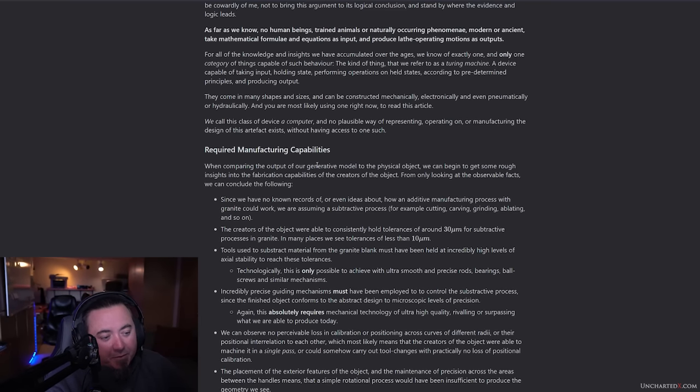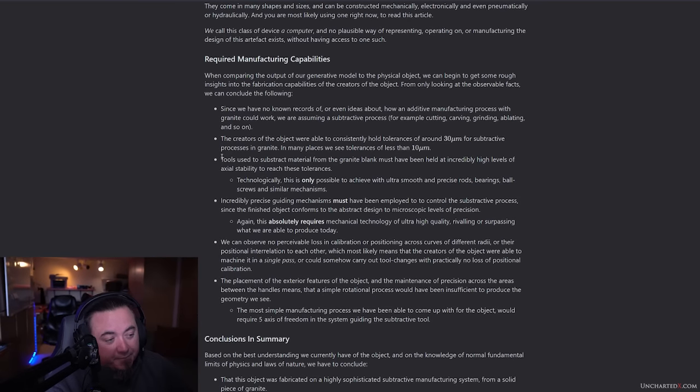When comparing the output of our generative model to the physical object, we can begin to get some rough insights into the fabrication capabilities of the creators of the object. From only looking at the observable facts, we can conclude the following. Since we have no known records of or even ideas about how an additive manufacturing process with granite could work, we are assuming a subtractive process. So it's not 3D printed, it's cut, carved, ground, ablated, and so on.